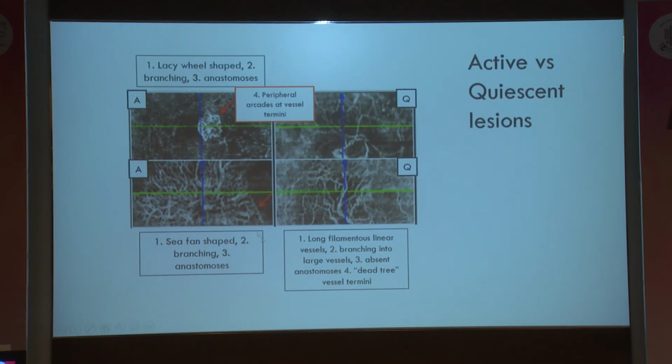So just an image where you can see the lacy network. On the left side, you can see the active ones, whereas the filamentous ones with the dead tree appearance are the inactive.